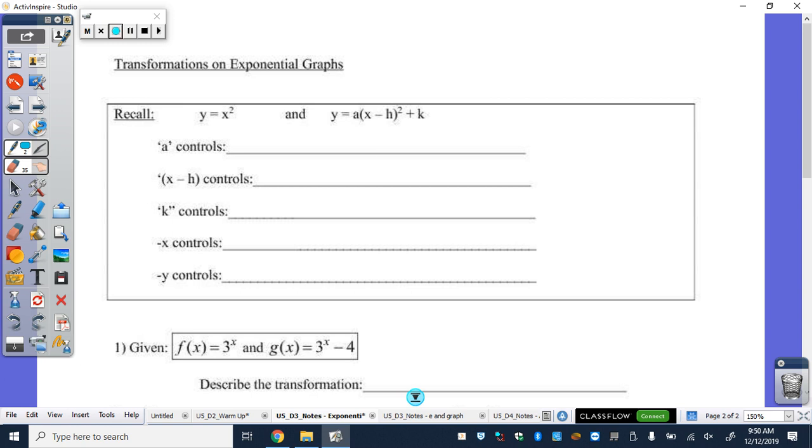So just trying to recall some things from last unit. Our a value, what does that control? Stretch and shrink, yes. That controls the stretch and the shrink, also known as the steepness. That's another way we could have said it.